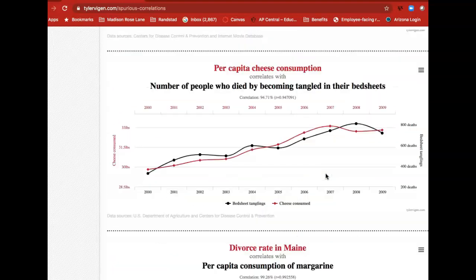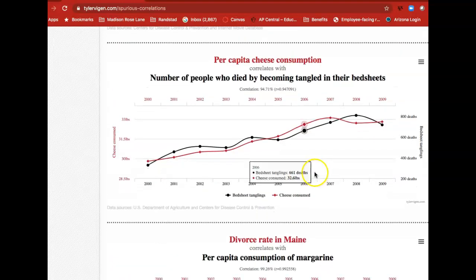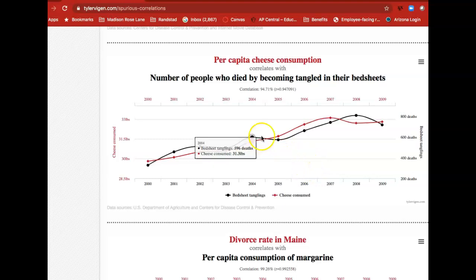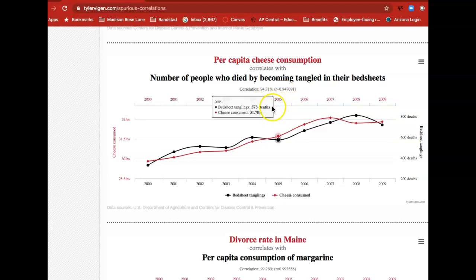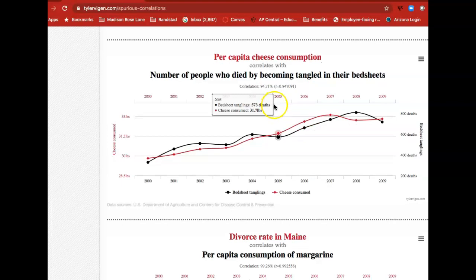All right, per capita cheese consumption versus number of people who died by becoming tangled in their bed sheets, correlated by an R value of 0.947. Very, very strong. Now, this one, I'm a little bit suspicious of. There may be a causal link because too much cheese, a little easier to get tangled in your bed sheets.